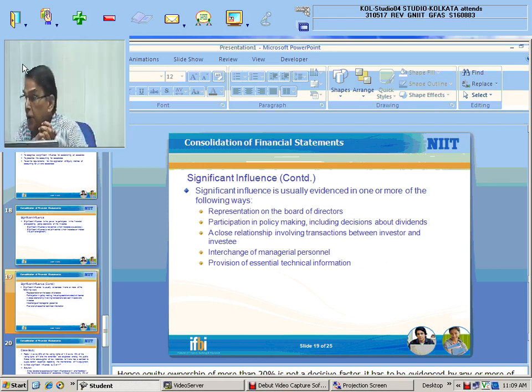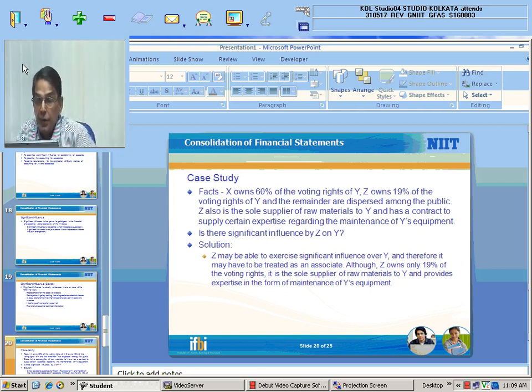Example, let's see the case study. X owns 60% of the voting rights of Y. Z owns 19% of the voting rights of Y, and the remainder are dispersed among the public. So of the voting rights of Y, 60% is held by X. Z is holding 19% of the voting rights, so the remaining 21% is dispersed among the public. Z is also the sole supplier of raw materials to Y and has a contract to supply certain expertise regarding the maintenance of Y's equipment. Is there significant influence by Z on Y?